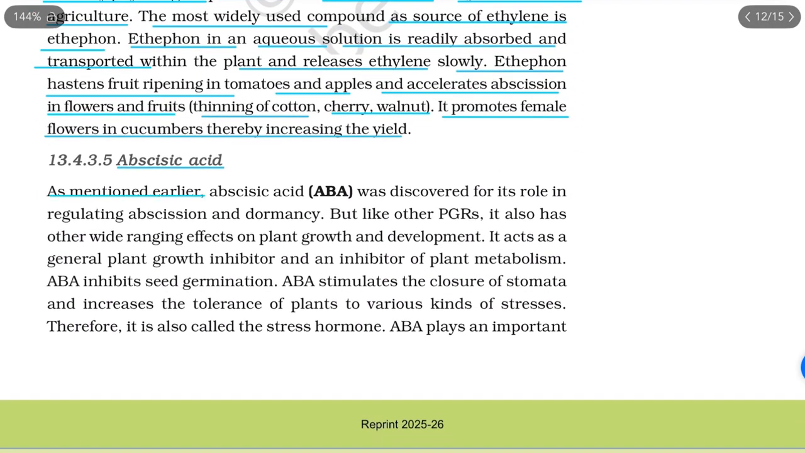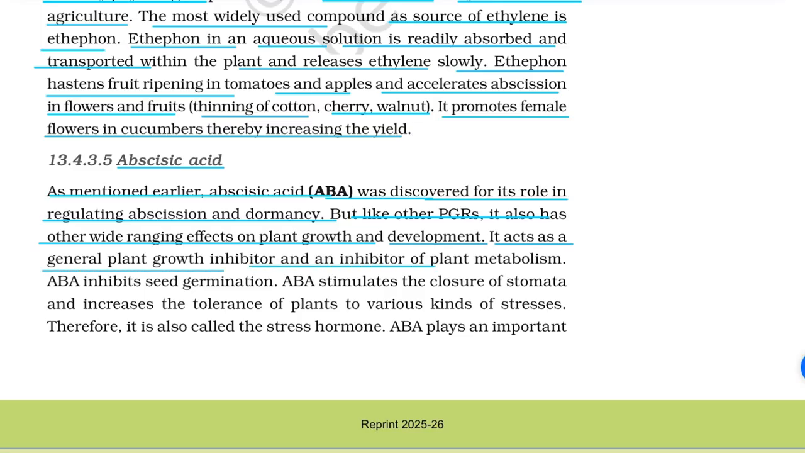Abscisic acid. As mentioned earlier, abscisic acid, ABA, was discovered for its role in regulating abscission and dormancy, but like other PGRs, it also has other wide-ranging effects on plant growth and development. It acts as a general plant growth inhibitor and an inhibitor of plant metabolism. ABA inhibits seed germination. ABA stimulates the closure of stomata and increases the tolerance of plants to various kinds of stresses. Therefore, it is also called the stress hormone.